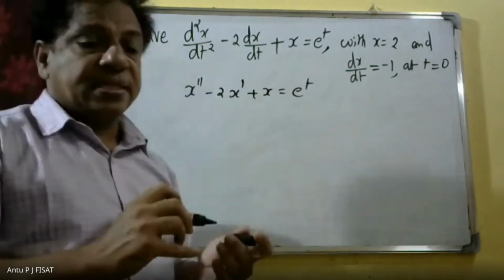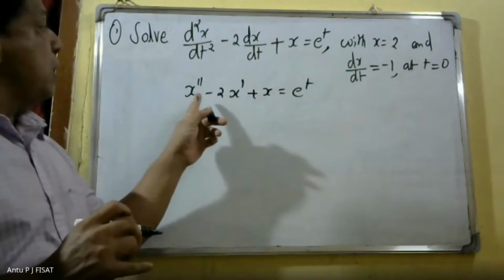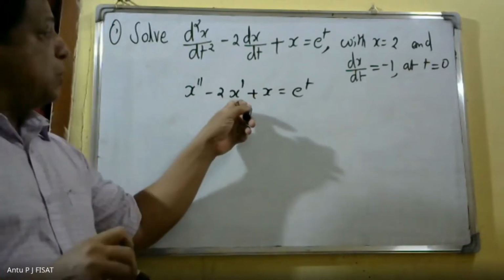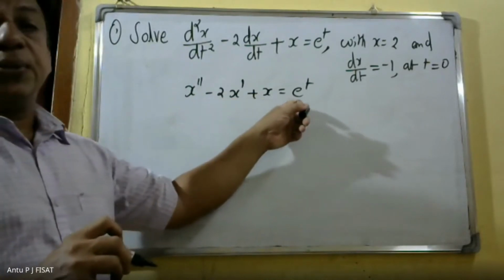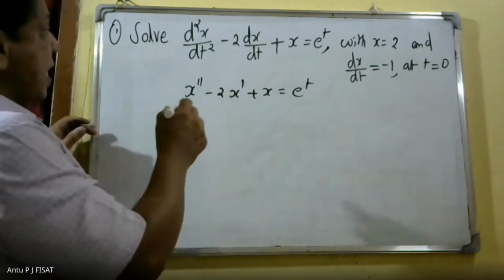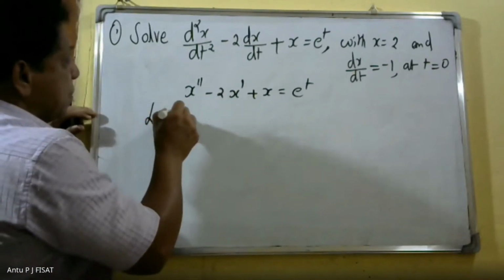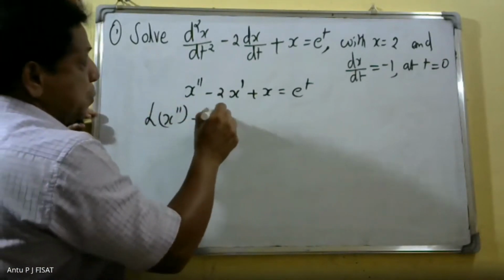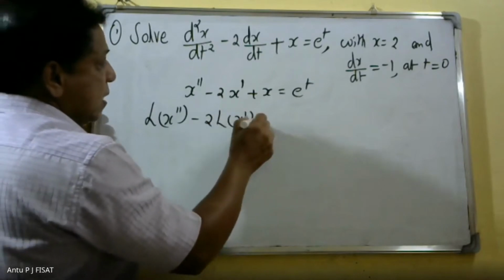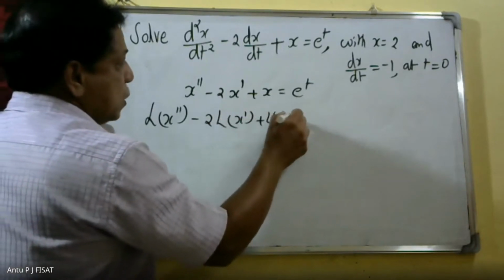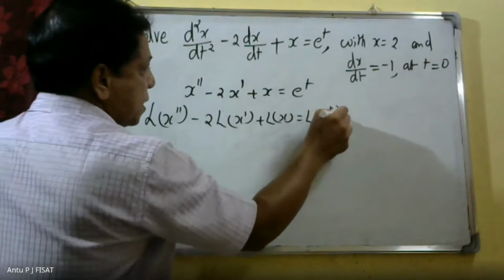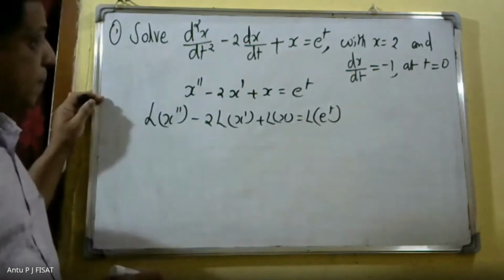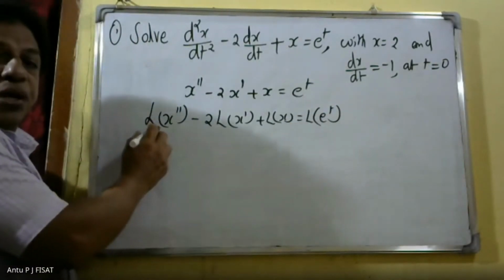First, we write this in derivative form. X double dash minus 2x dash plus x is equal to e raised to t. When we take the Laplace transform, L of x double dash minus 2 into L of x dash plus L of x is equal to L of e raised to t. Then apply the Laplace transform of derivatives.